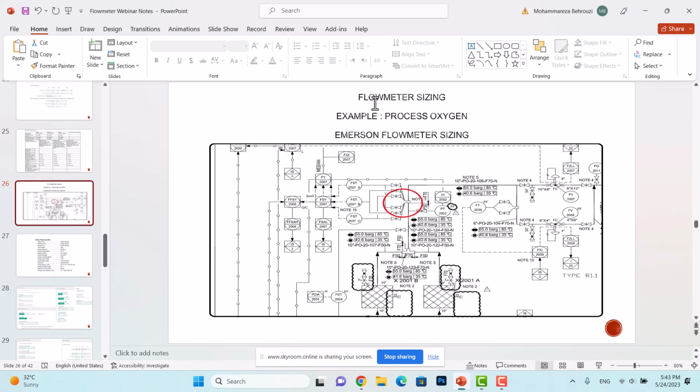Here is the flowmeter sizing for process oxygen, which we have in methanol plants and air separation units, and it's one of the most important fluids in petrochemical industries. In methanol plants, the oxygen, after passing the filters, passes through the flowmeters to be measured and controlled, and after that it goes through the valve to the reactor to react with the natural gas. Again we use the Emerson flowmeter sizing software.